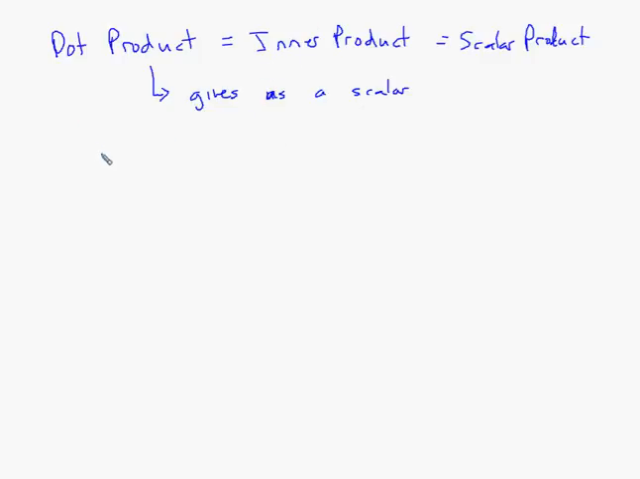So let's say I have 2 vectors. Let's use the ones from the other slide. Vector A is -5, 2. And vector B is 3, 4. And vector C is -2, -4. Okay, so we're going to do some dot products.